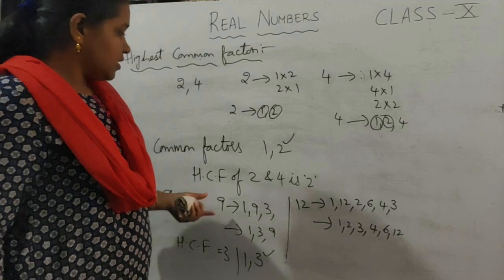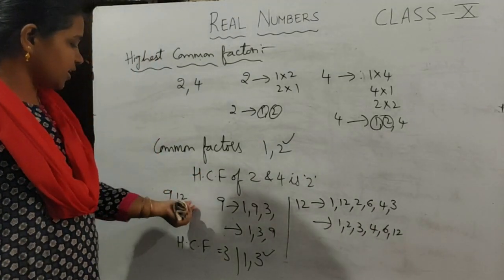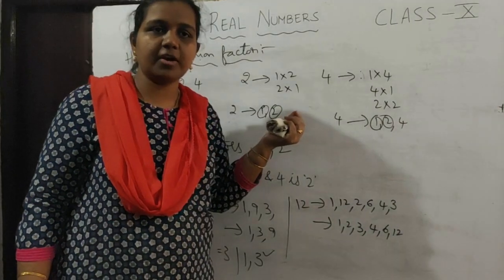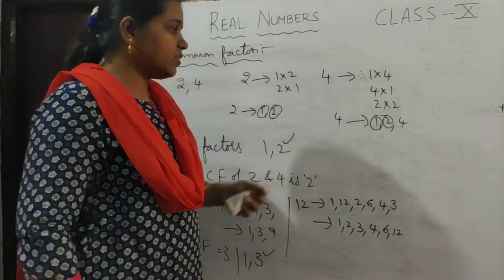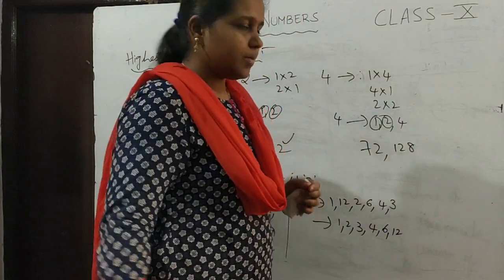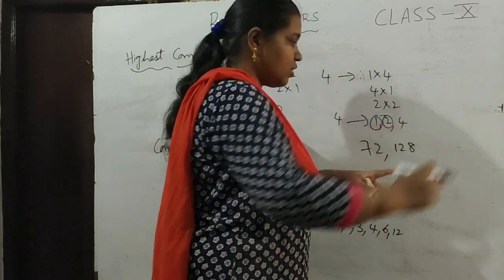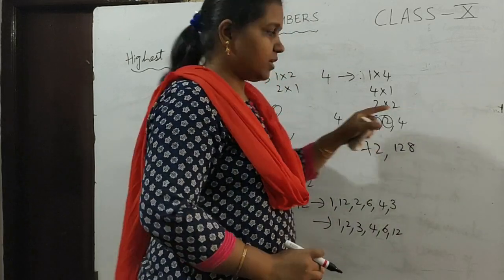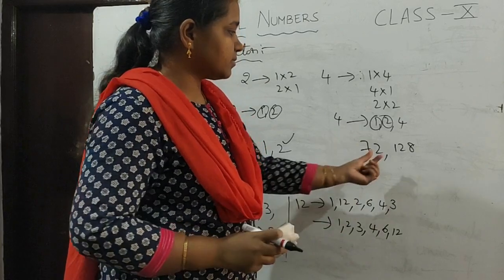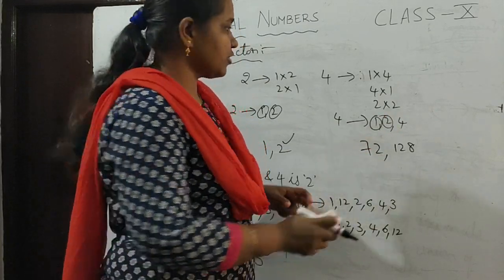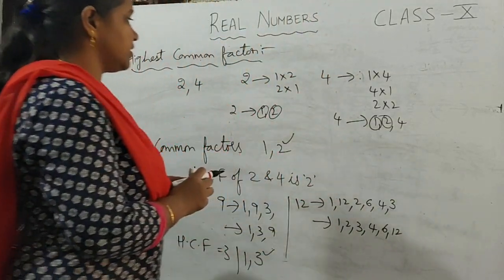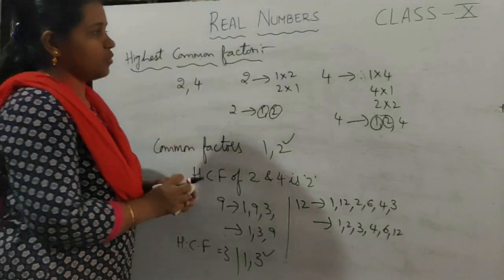Now here the examples I am taking are very small, 9, 12 like that. Suppose I want to find the highest common factor of 72 and 128. Then I have to write all the factors of 72, all the factors of 128, then list out the common factors between these two, and then write the highest common factor. So for finding the highest common factor, there is a method.